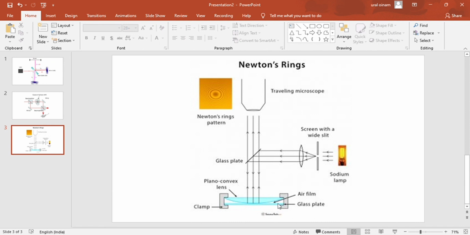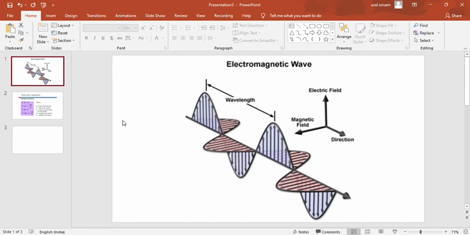And this Newton ring is often used in optical experiments to determine the wavelength of the light or to assess the flatness of an optical surface. We have come to the end of the wave optics, and now we'll be going on to electromagnetic optics. But before that, let's talk about wave optics.